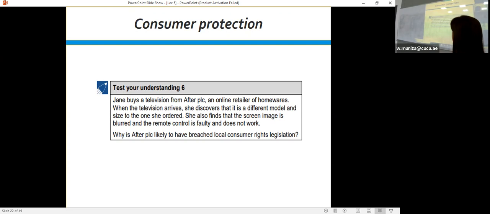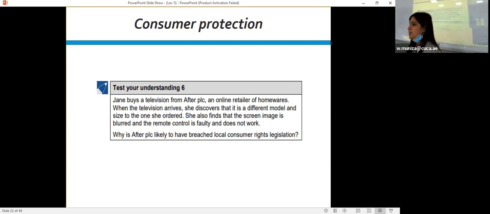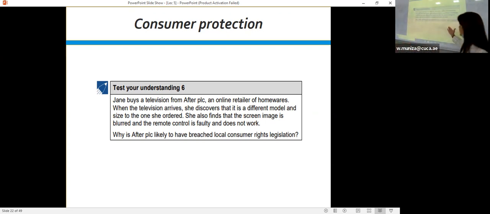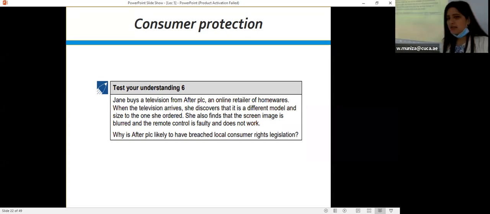Then it has also been found that the screen image is blurred and the remote control is faulty and does not work. So there are some technological errors too, which have not been told to Jane by After Public Limited Company. So that is why there can be action which can be taken against After Public Limited Company, and After Public Limited Company is not following consumer rights legislation 2015.